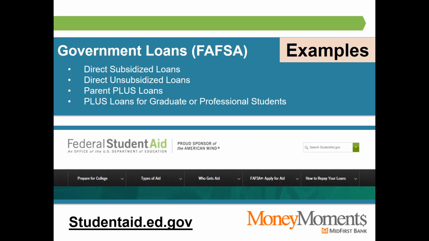For the 19-20 academic year, the direct subsidized and direct unsubsidized loans have an interest rate of 5.05%. The direct parent PLUS loan has an interest rate of 7.08%, and the direct PLUS loan for graduate students is 6.6%. The subsidized loan listed at the top is interesting because it does not accumulate interest while it's in deferment.